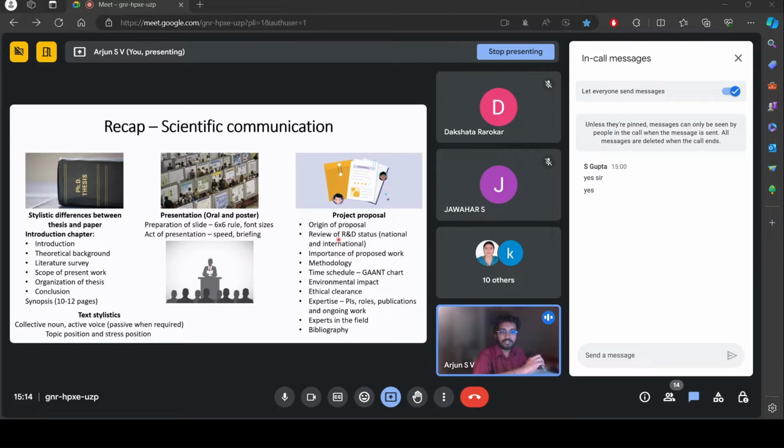And very often this R&D status should be reported at a national and international level. Let's say you are in India: what is the status in India, and what is the status across the globe or across any continent, for example. After that, we must give the importance of the proposed work. How much of the audience, or how many people, will it benefit? If it benefits a large number of people, then your project proposal has a higher chance of getting accepted.